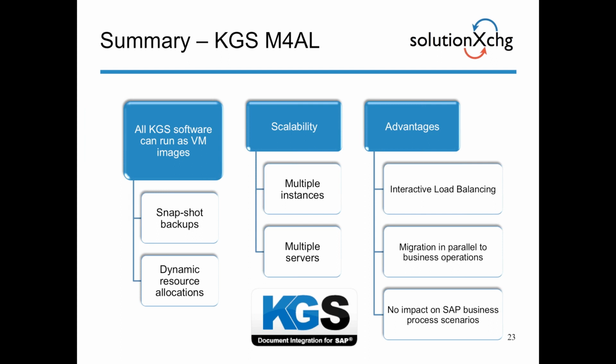And in summary, what is offered by the product at hand, by the KGS content server and the KGS migration for archive link tool. KGS software can run on VMware images, easy snapshot backup available, dynamic resource allocation available through VMware functionality. All products are highly scalable with multiple instance capabilities installable on multiple servers in parallel.